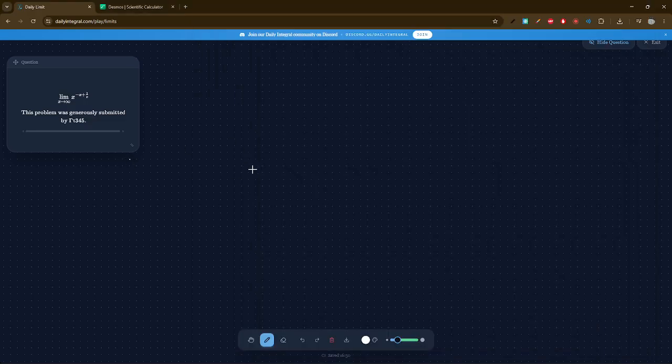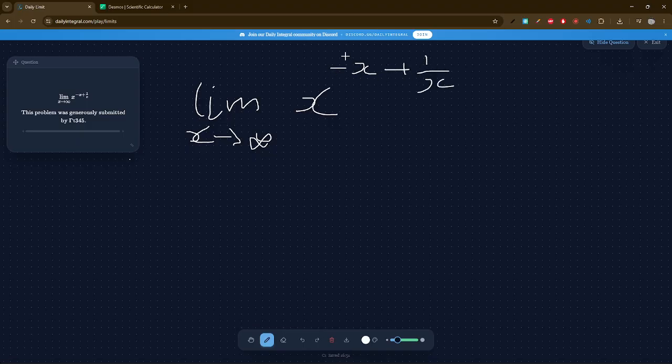Well, this is a very interesting question. We have the limit as x approaches infinity of x to the power of minus x plus 1 over x. I'm thinking what we can do is split it. You can make it x to the minus x times x to the 1 over x, and do the limit as both of those go to infinity.